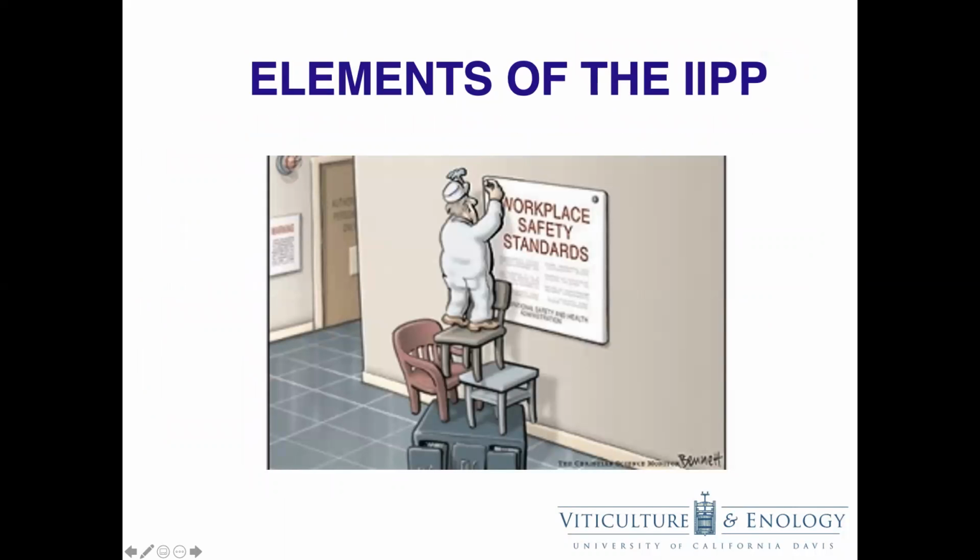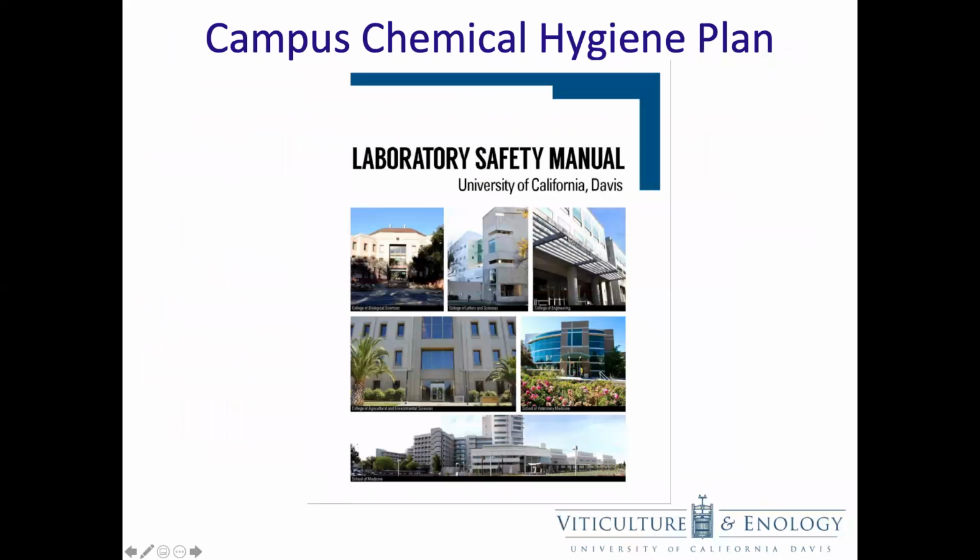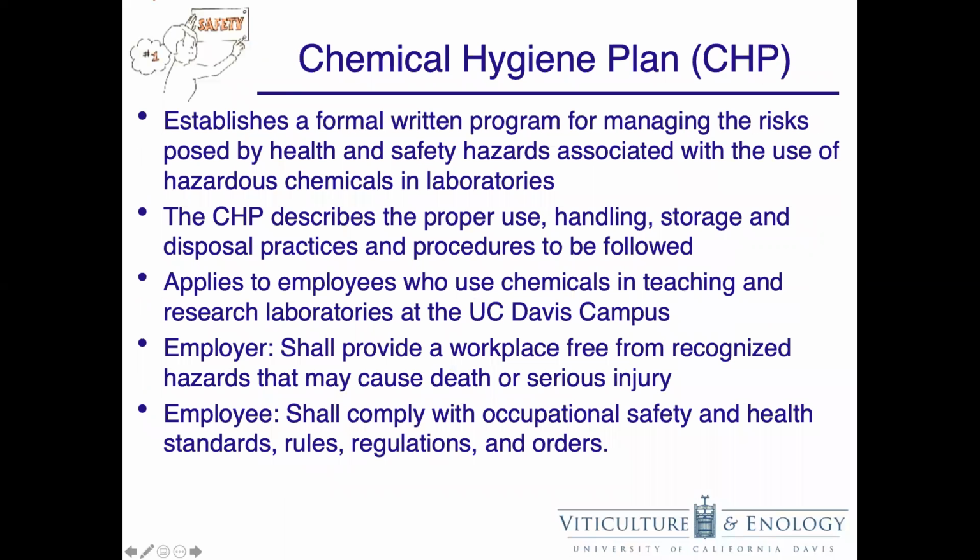We will now discuss some elements of the IIPP. One of the elements of the IIPP is the Chemical Hygiene Plan. This can be found in the UC Davis Laboratory Safety Manual. The Chemical Hygiene Plan establishes a formal written program for managing the risks posed by health and safety hazards associated with the use of hazardous chemicals in laboratories.